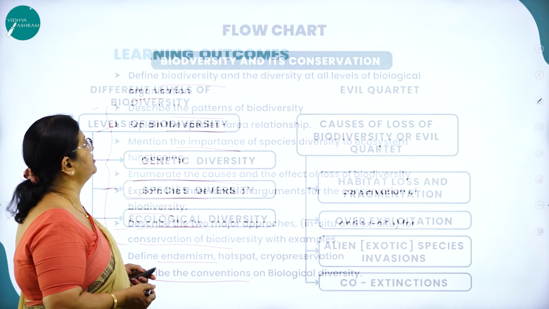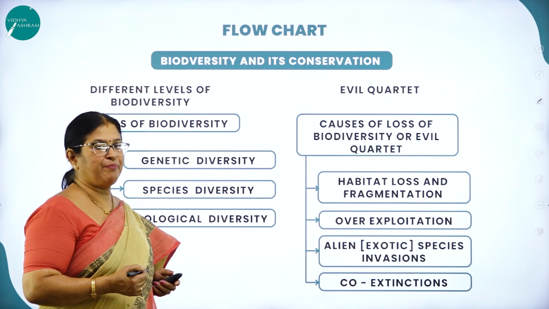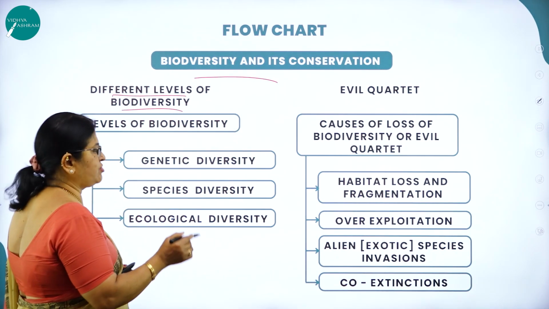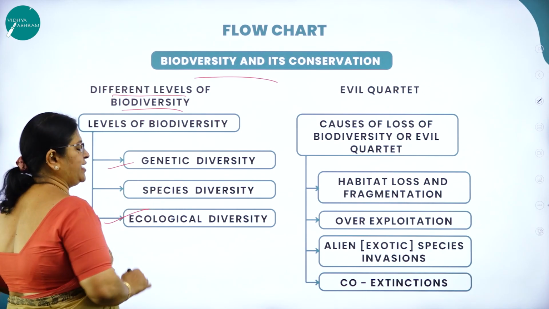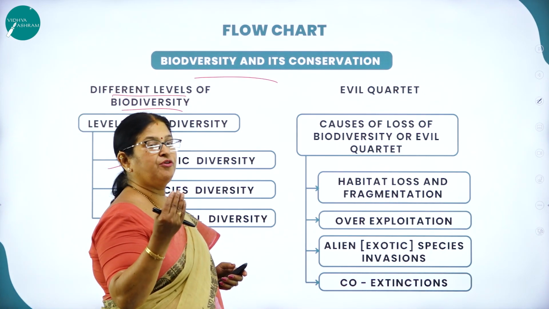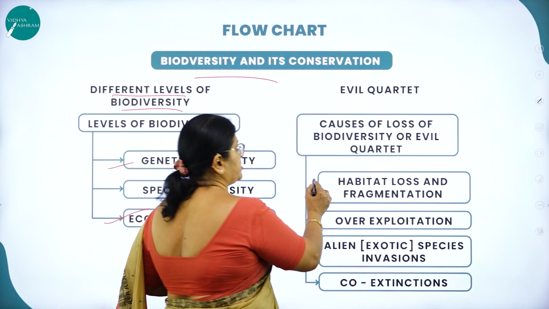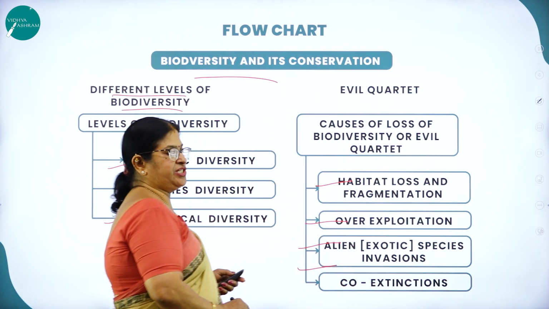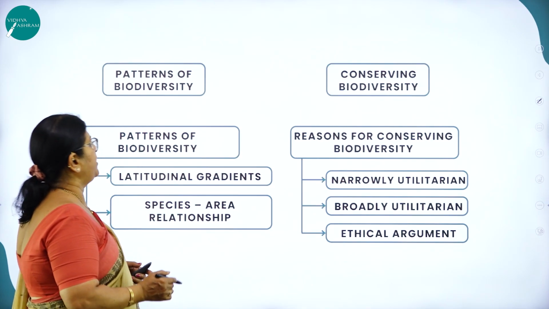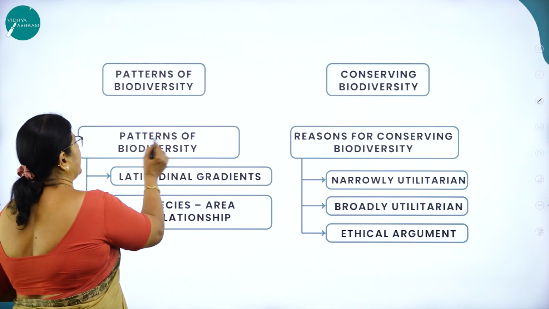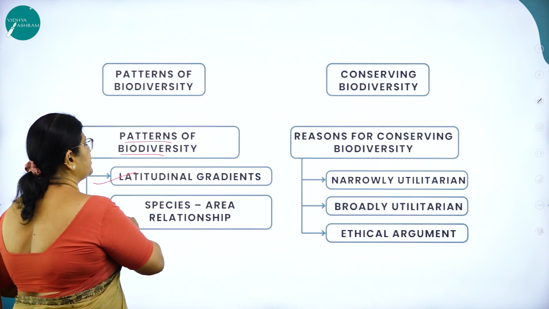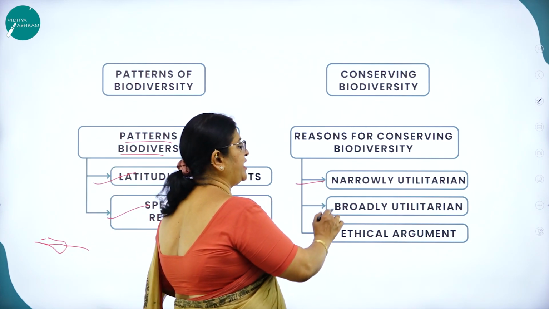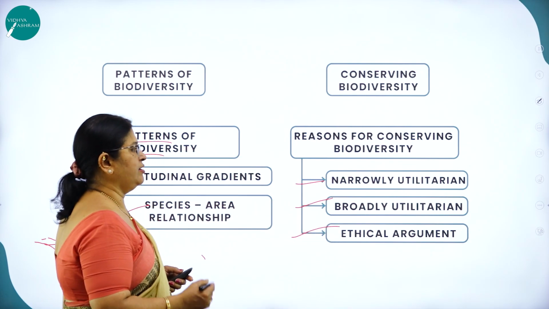So moving on to a brief recap of this chapter with a flow chart. Biodiversity and its conservation. Different levels of biodiversity, as already discussed: genetic diversity, species diversity and ecological diversity. Then the 4 important causes for loss of biodiversity: habitat loss and fragmentation, overexploitation, alien species invasion and co-extinction. Then the patterns of biodiversity are latitudinal gradients and species area relationship. Reasons for conserving biodiversity: narrow utilitarian, broad utilitarian and ethical argument.